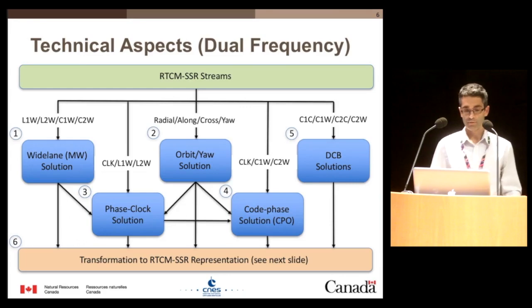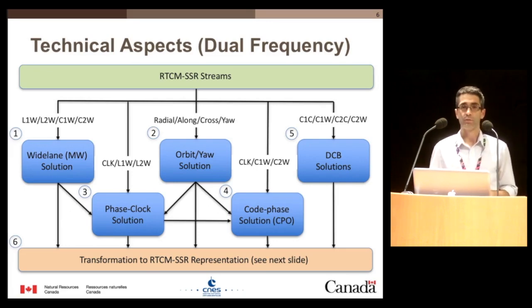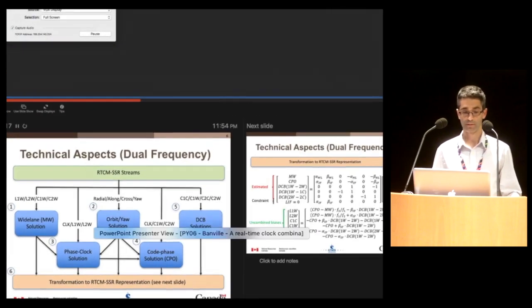So what's going on inside the software? There's basically six steps. The first one is the wide lane or the Melbourne-Wübbena solution. So we take the phase biases on L1, L2 along with the C1W, C2W codes and compute the combined Melbourne-Wübbena satellite biases. The second step is the orbit and yaw solution. That's just a weighted average, not a fancy orbit combination. And the purpose of that step is to compute the radial orbit correction and the wind-up correction to be applied to the clocks. The third step is the phase clock combination.